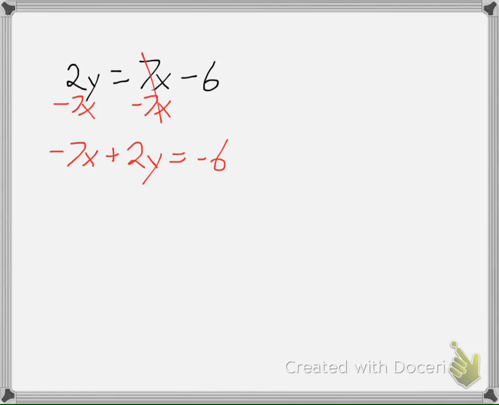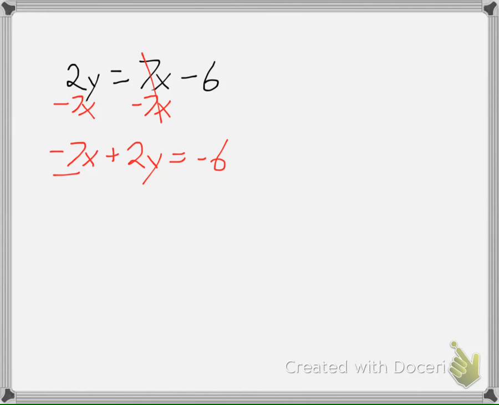Then from here, the only problem with this being standard form is that it is currently negative 7x, right? And we need positive. So, simple way to take care of that is what? Multiply both sides by negative 1, or divide both sides by negative 1. Either way, you're doing the same thing.